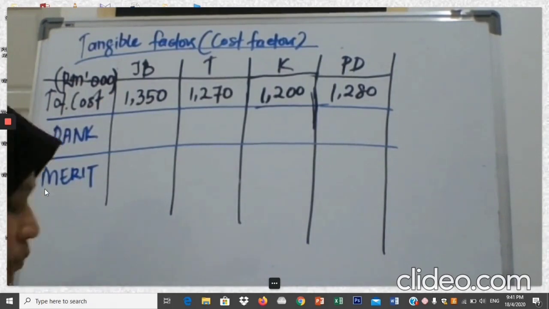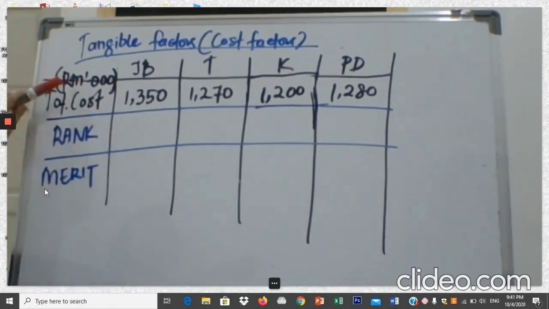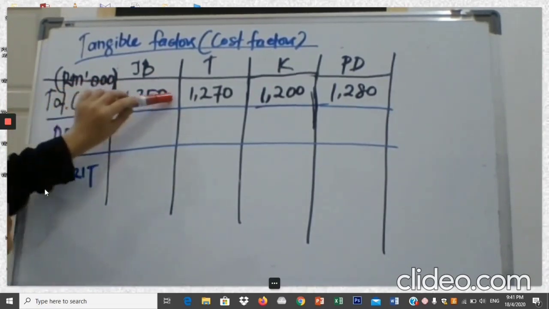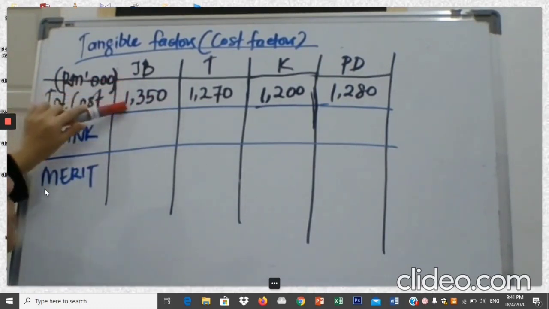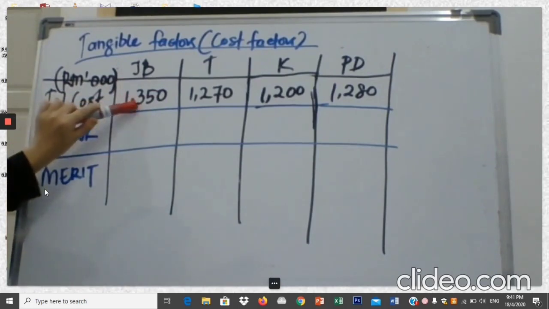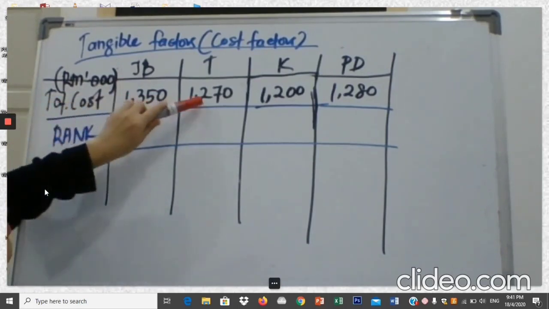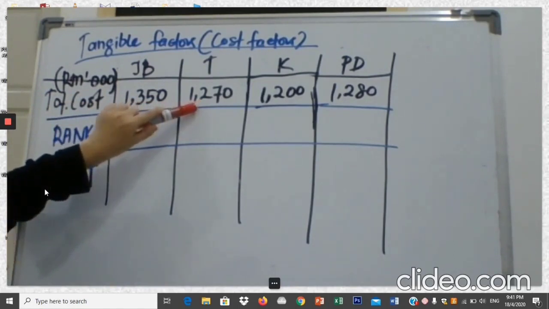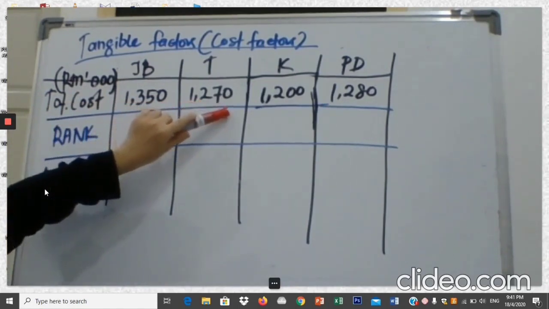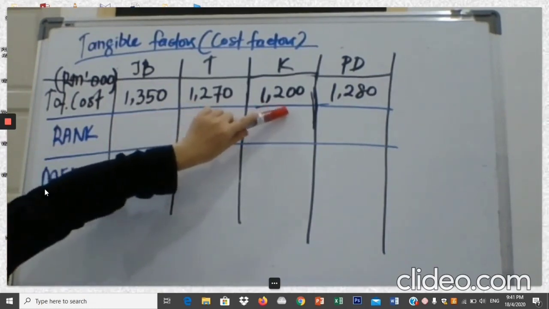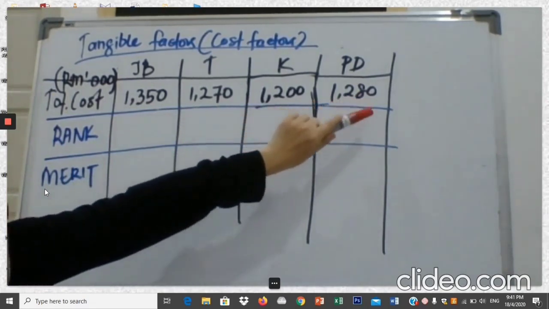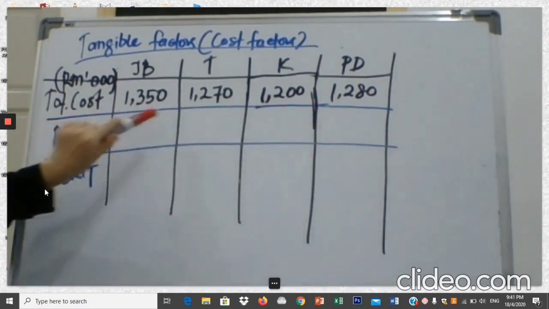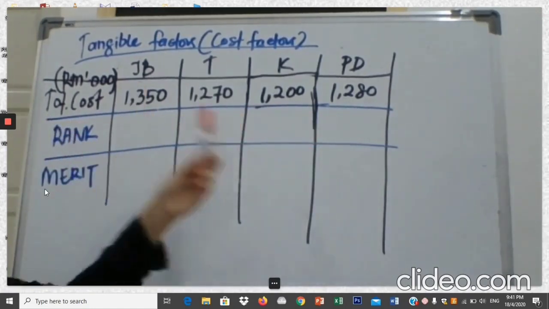So you add up all the four types of costs, which will give you this. The costs are all in thousand, so these are small numbers with thousand behind them, which is actually in million. The total cost for JB is 1,350,000 ringgit. Tapah 1,270,000 ringgit. Klang 1,200,000 ringgit and Port Dickson 1,280,000 ringgit. So these are the total costs for the four locations.